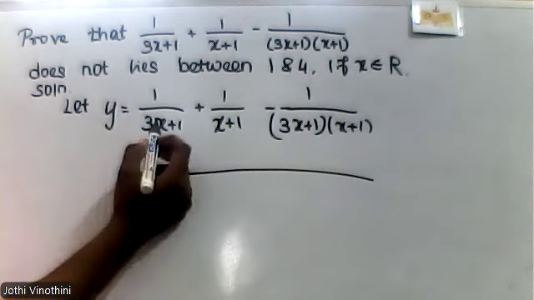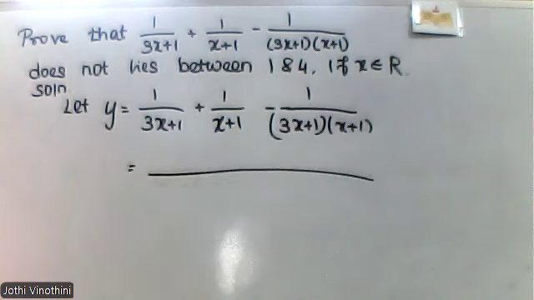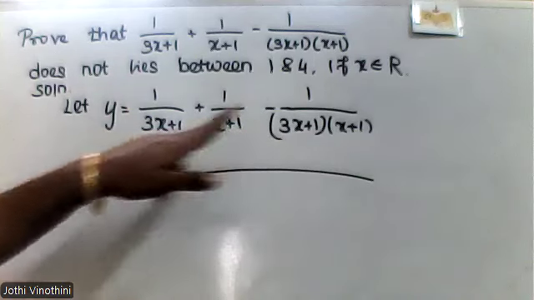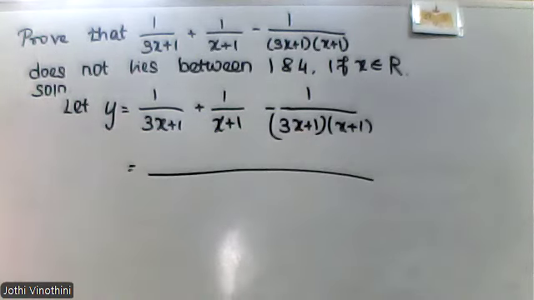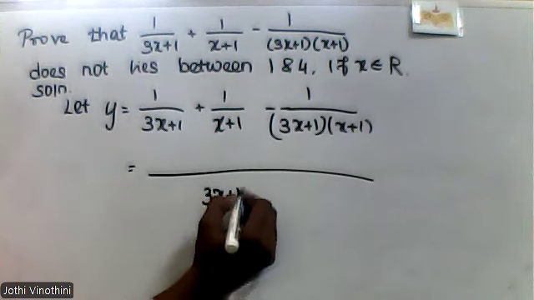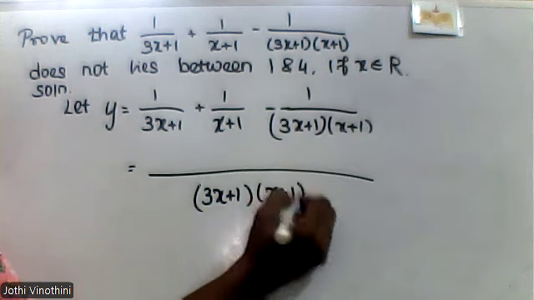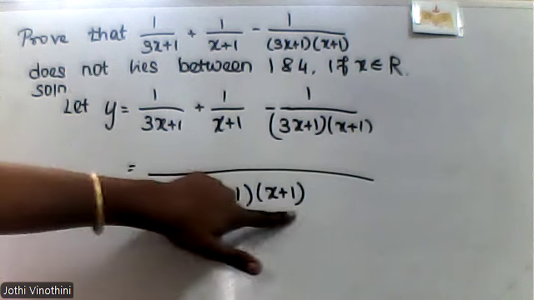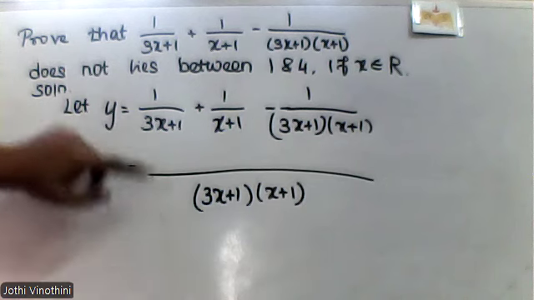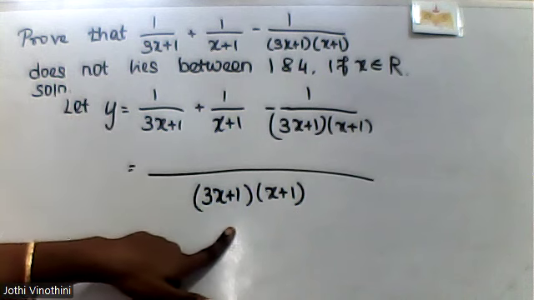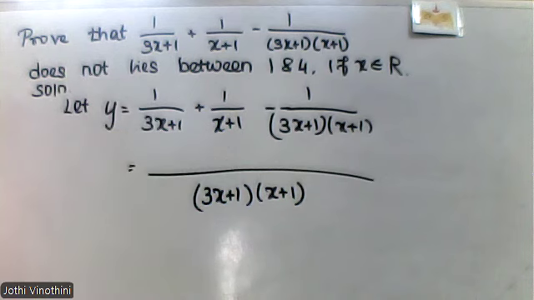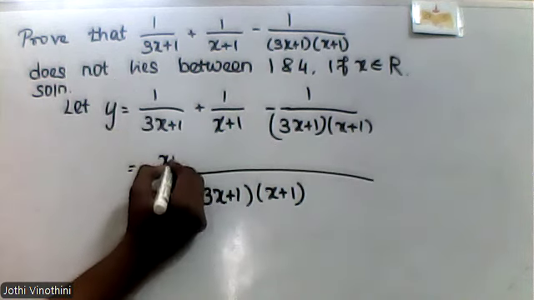So see, here, see the denominators of three terms. Here 3x plus 1, here x plus 1. This term contains 3x plus 1 and x plus 1. So I can take this 3x plus 1 multiplied by x plus 1. See, this term, compare this denominator and this entire denominator. Here 3x plus 1, here also 3x plus 1. But what we didn't have here? x plus 1. So I can cross multiply this x plus 1.